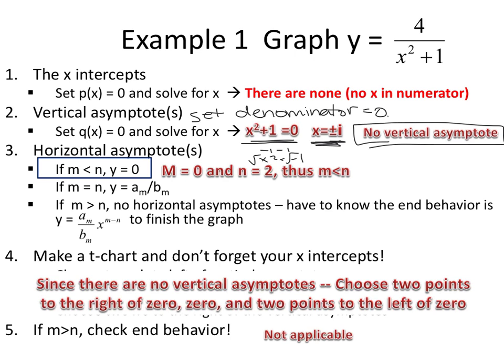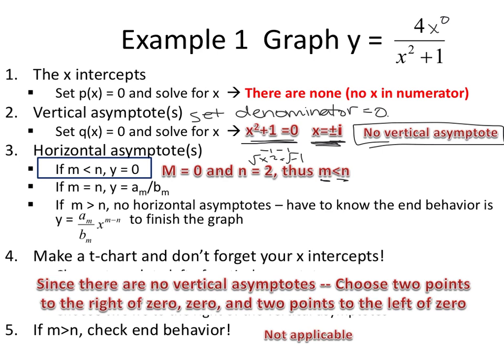And now we can look at the degree. So this guy has a degree of 0, right, because he doesn't have an x showing. And this guy has a degree of 2. So that means that m is less than n, right? The degree on the top is smaller than the degree on the bottom.